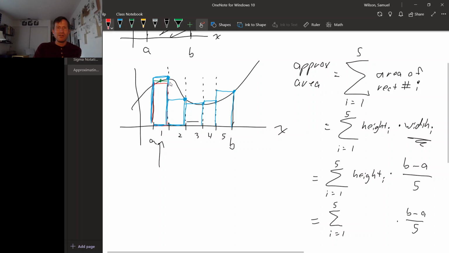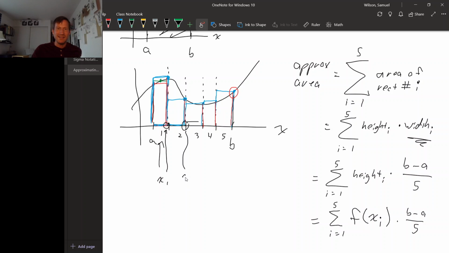Well, if you look at each rectangle, the height is determined by a certain point on the graph. Right? It was always the right-hand endpoint of the subinterval that gave us a point on the graph, and that's what we used for the height of the rectangle. So this height is the value of the function, but it's the value of the function at different x values. So there are different x values that go in here, and there's a different x value for every rectangle. So I'll put a rectangle number on here, right? So this spot right here, that's x sub 1. This spot right here, that's x sub 2. This spot right here, that's x sub 3, and so on for 4 and 5.